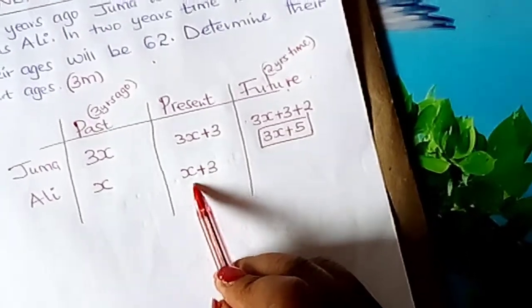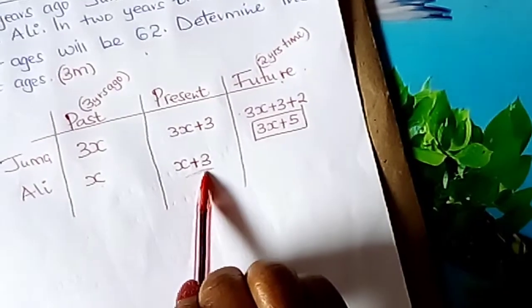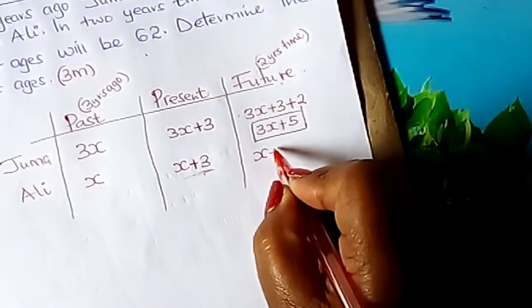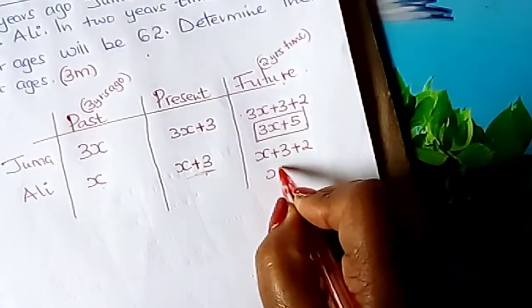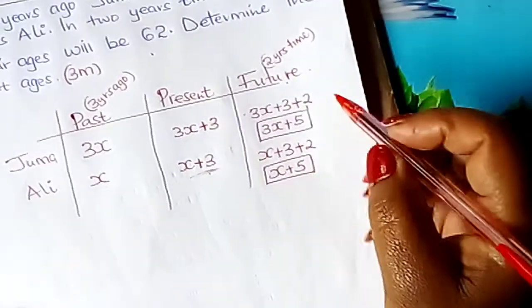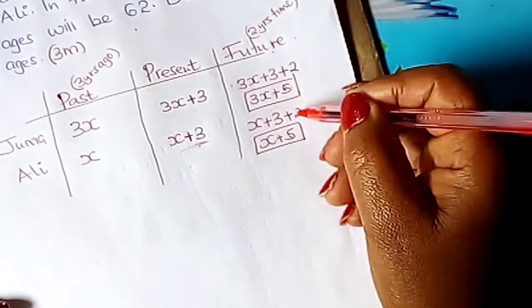Okay, we go to Ali. We do the same thing. In 2 years' time, if today he is this old, he'll have gained 2 years. So you talk of x plus 3 plus 2. So Ali is x plus 5 in future. And then we are told that their ages add up to 62.